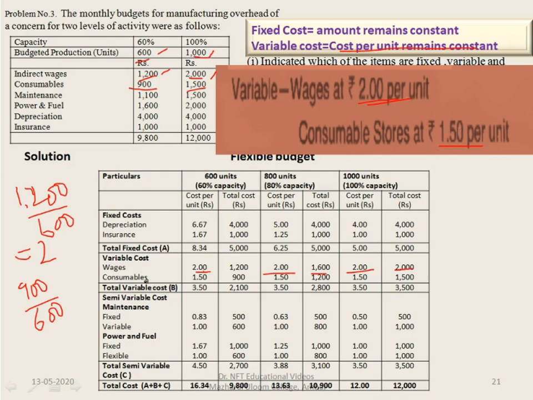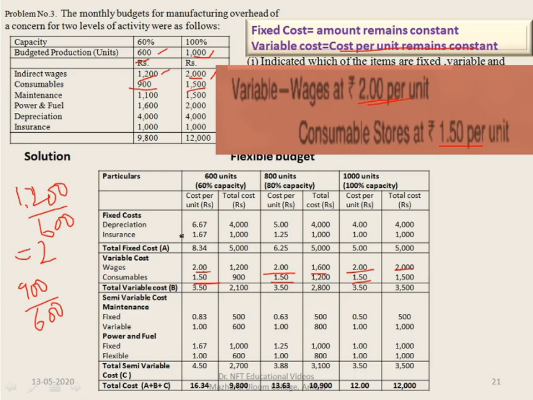So here you already know that in case of variable cost, the cost per unit remains constant. So we have written 1.5, 1.5 and 1.5 for all the capacities. 60% capacity is 1.5. Again 600 units into 1.5 is 900. 1.5 into 800 units is 1200. 1.5 into 1000 units is 1500. So this is your variable cost.